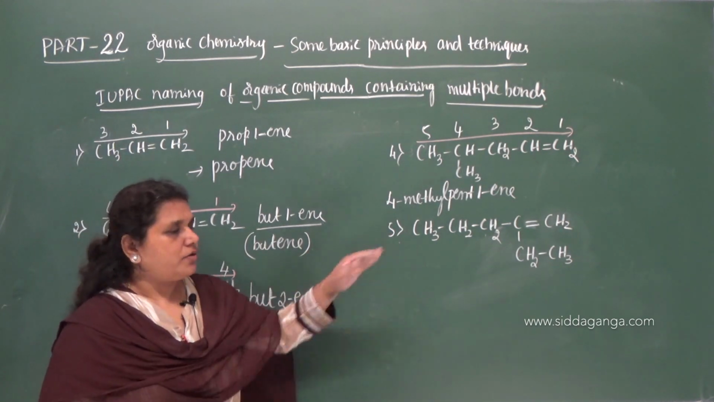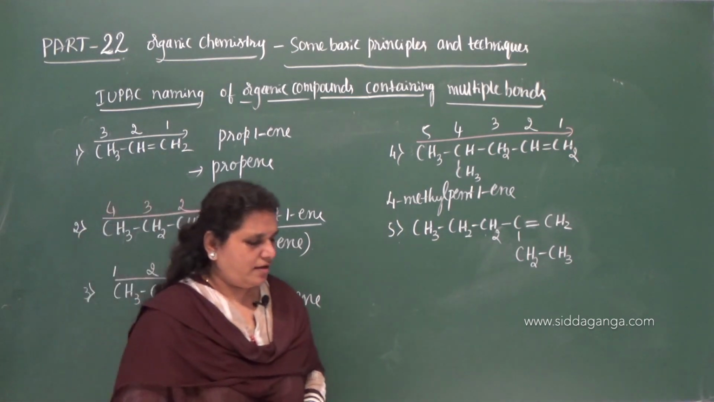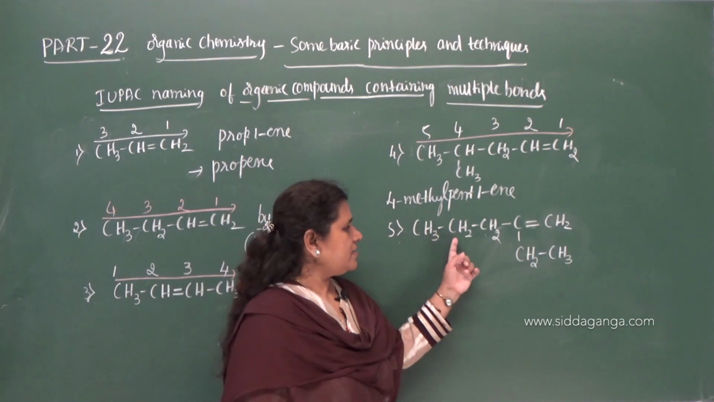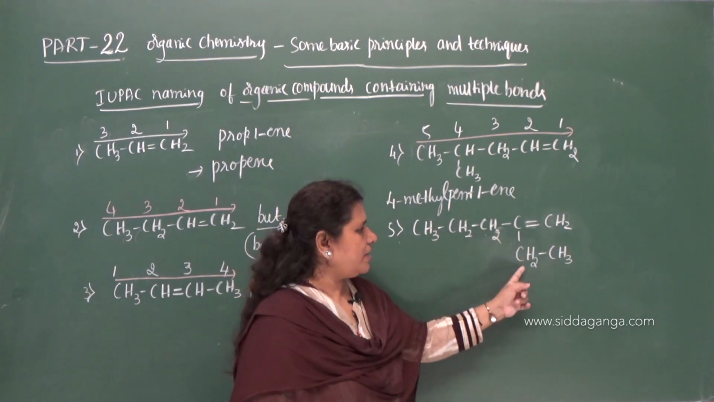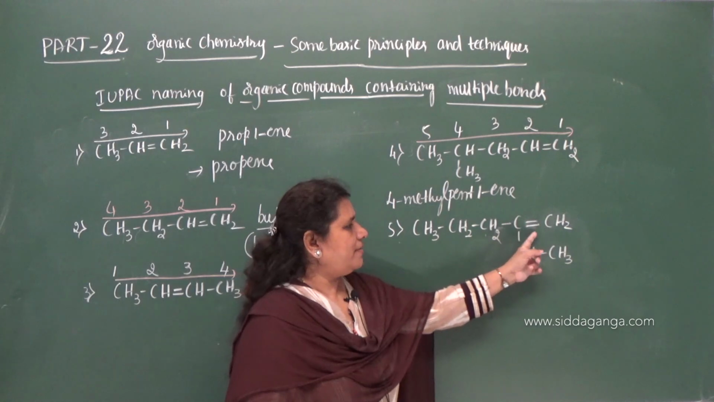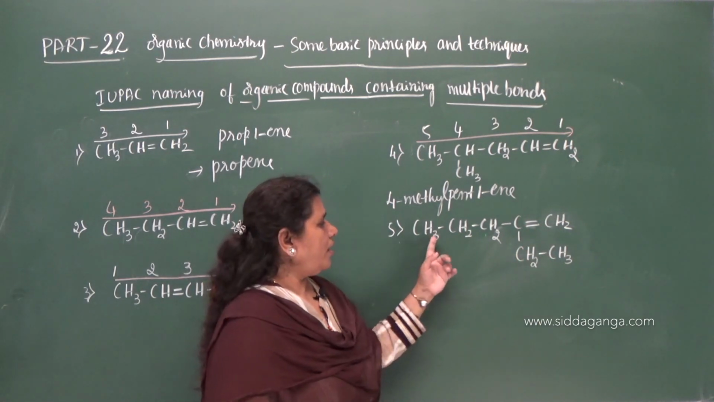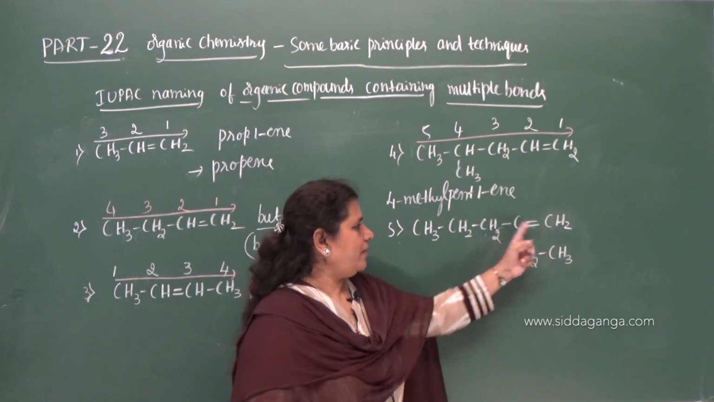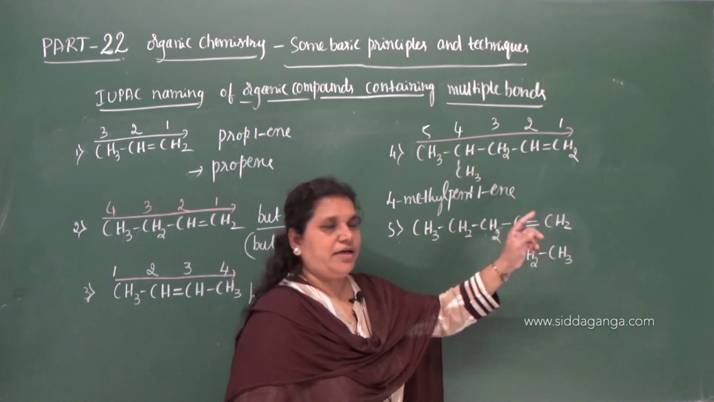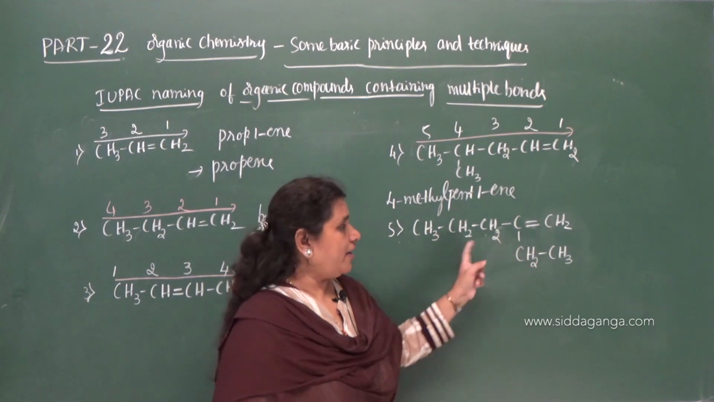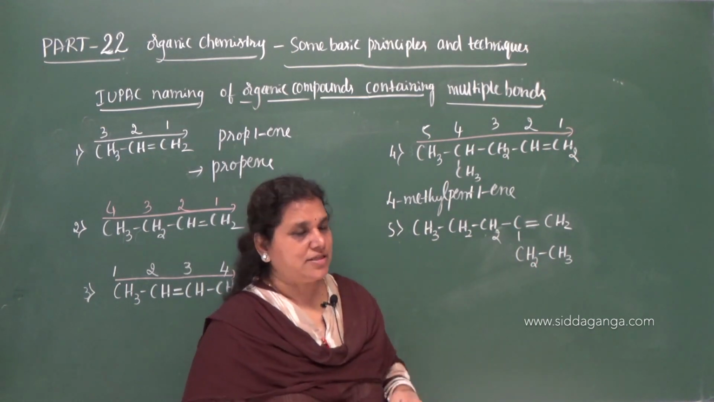Now move on to this. Here this is the compound given: CH3 CH2 CH2 C(CH2 CH3) double bond CH2. So, selection of the carbon chain: 1, 2, 3, 4, 5. If you select this chain, you'll get 5 carbon atoms and 1 double bond.